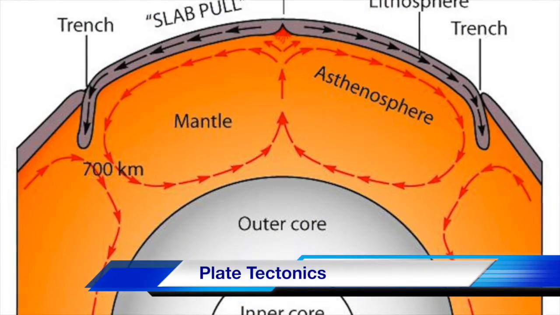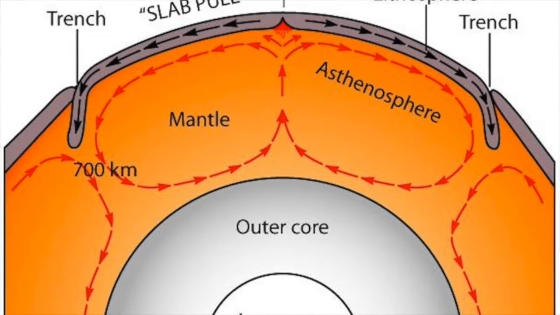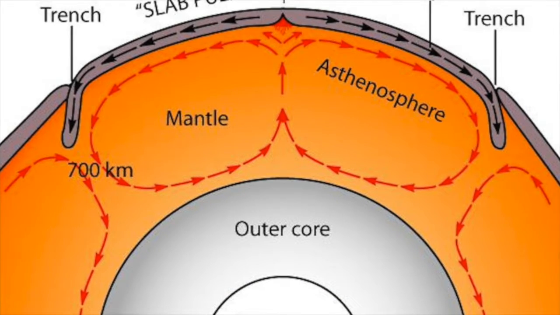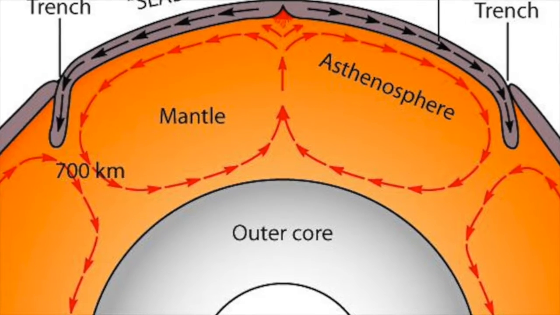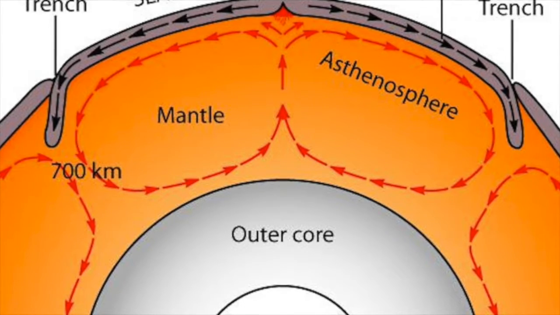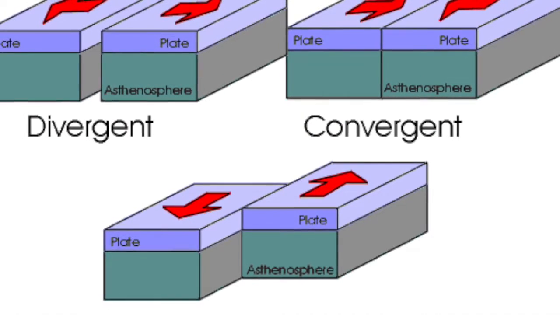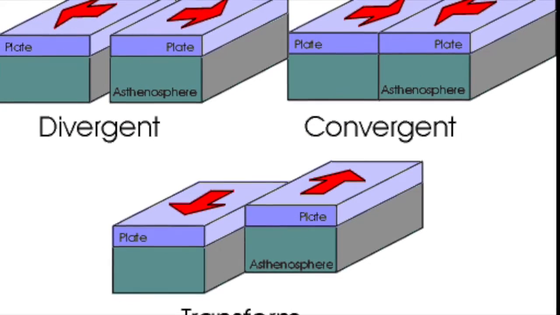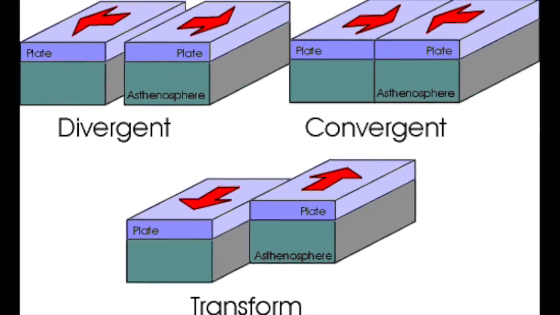According to the theory of plate tectonics, the lithosphere is divided into 7 major and many minor plates which float and move on the top of the mantle. This movement is driven by convection currents, and the locations where two tectonic plates interact are known as plate boundaries. The 3 types of boundaries are divergent, convergent, and transform boundaries.